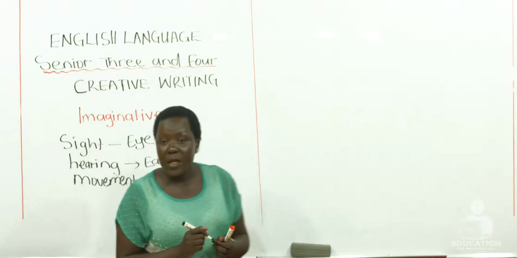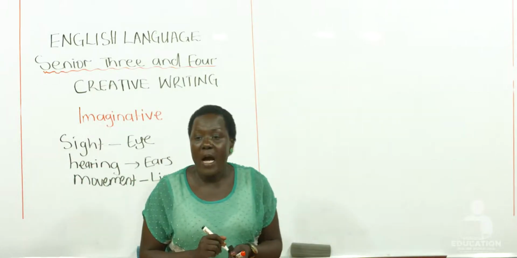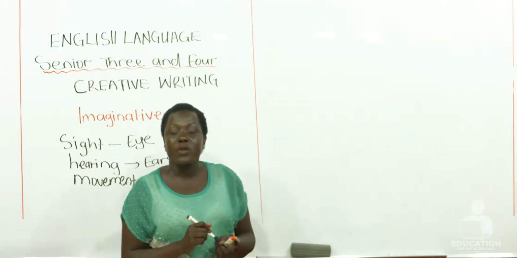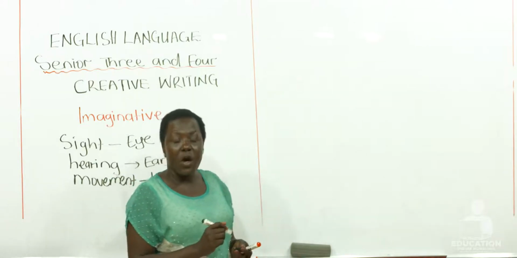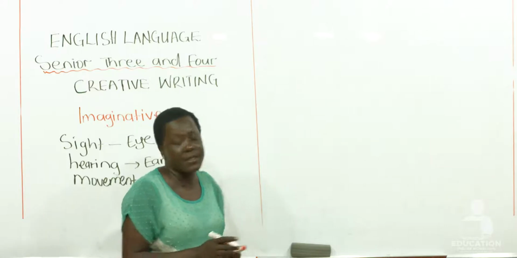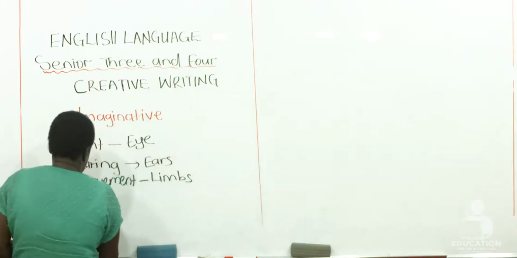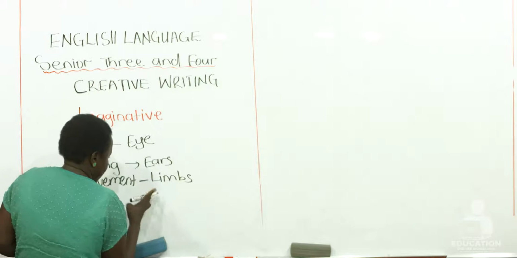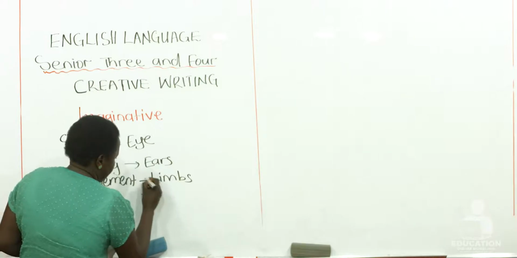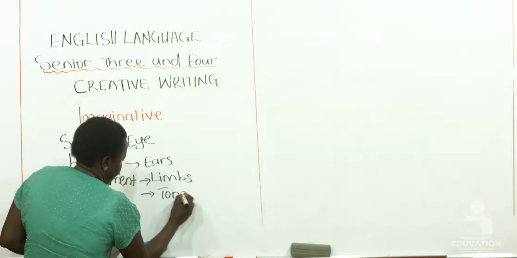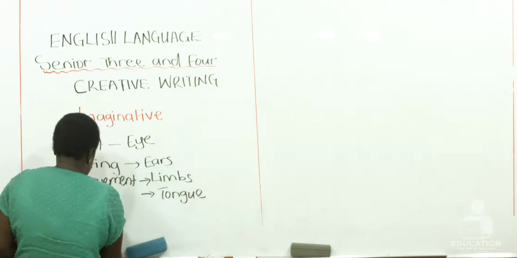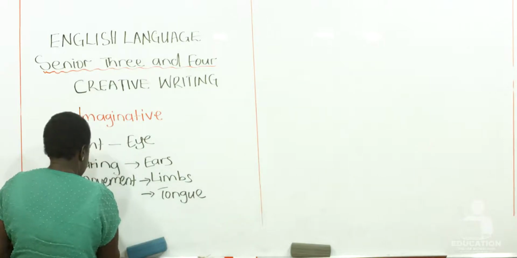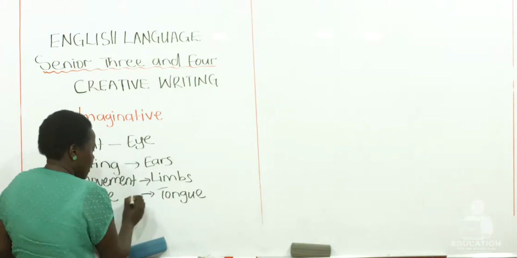Apart from movement, we also have our tongue, which will produce the sense called taste. So you can write there tongue, sense of taste, and it is related to the tongue. Taste is written as T-A-S-T-E, taste.